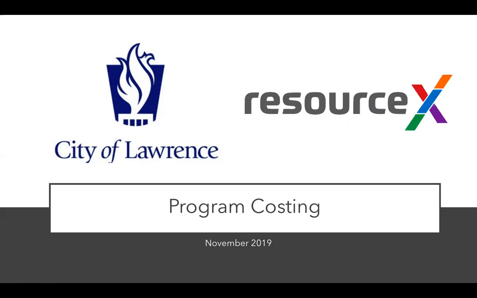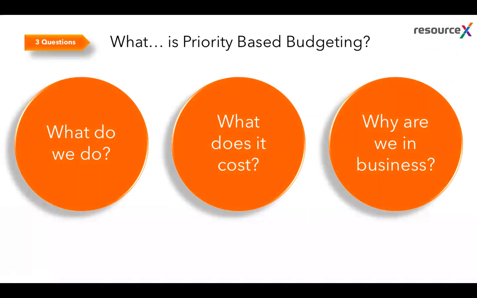Very, very briefly, for those of you who have not been a part of PBB, I wanted to spend just 2 to 3 minutes kind of reminding everybody of the process. And when we talk about implementing a priority-based budget, we kind of break it down into 3 questions. What do we do? What does it cost? And why are we in business? Those are the 3 kind of main points of focus as you implement your model.